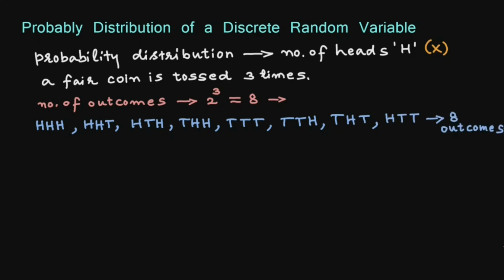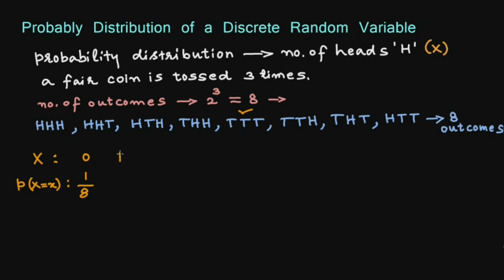Let us write the probability distribution in a tabular form, where random variable x is 0 heads, and corresponding probability of random variable x equals small x is number of 0 heads occurring 1 time upon total number of outcomes 8. So 1 by 8 is the probability of random variable 0 heads.